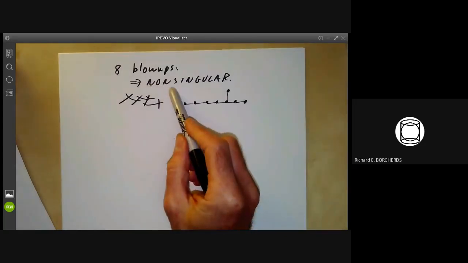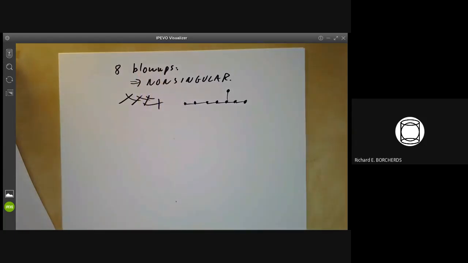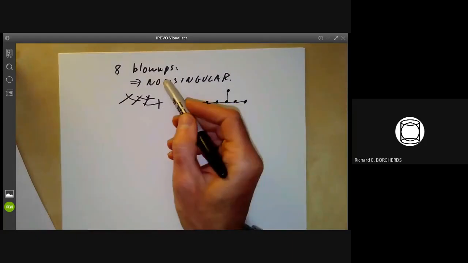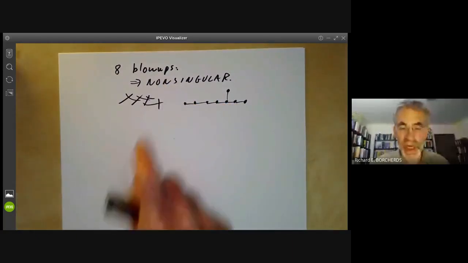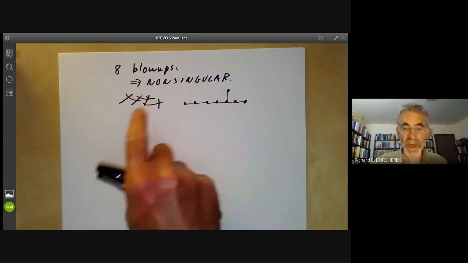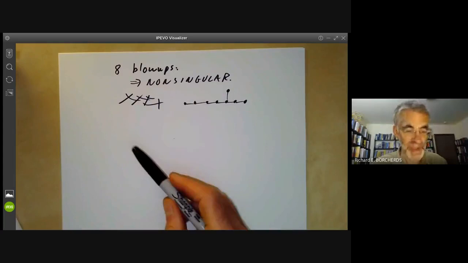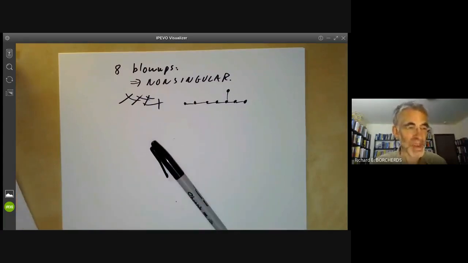This example is also a bit misleading, because each time we did a blow-up, the singularities only formed a single point. In general, if you blow up a point, you can suddenly find that the singularities form a subset of dimension greater than one. So we'll see an example of that in the next lecture.